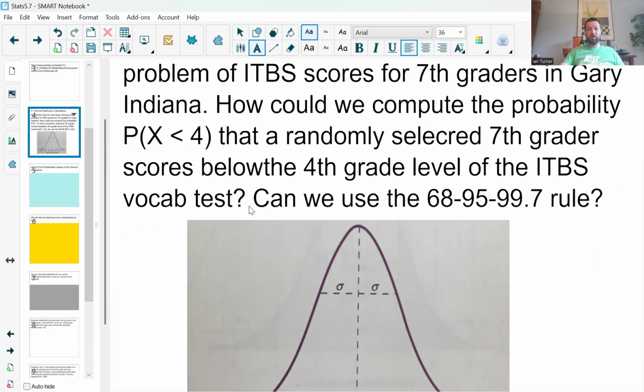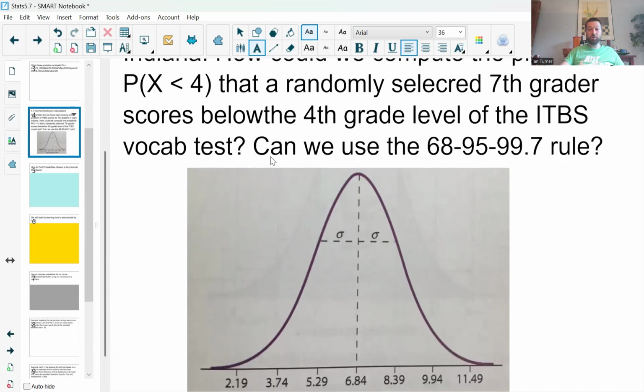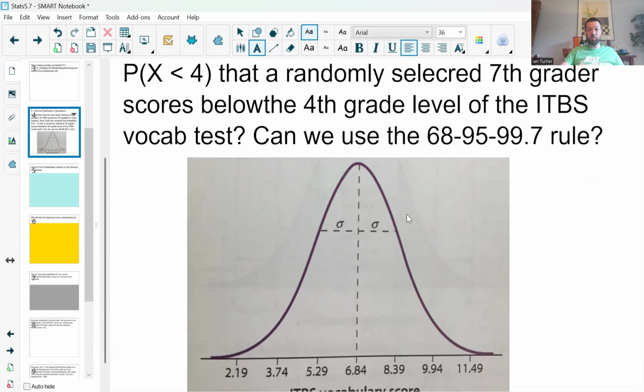And so we maybe want to find what's the probability that a randomly selected seventh grader scored less than 4. Because then maybe it's like, okay, we need to do some kind of intervention with this group, or how are we doing against another school or another state? And 4 is a more reasonable number to try to do. So unfortunately, if we want to pick a nice number like 4, our 68, 95, 99.7 rule does not work. So we got to do something else.